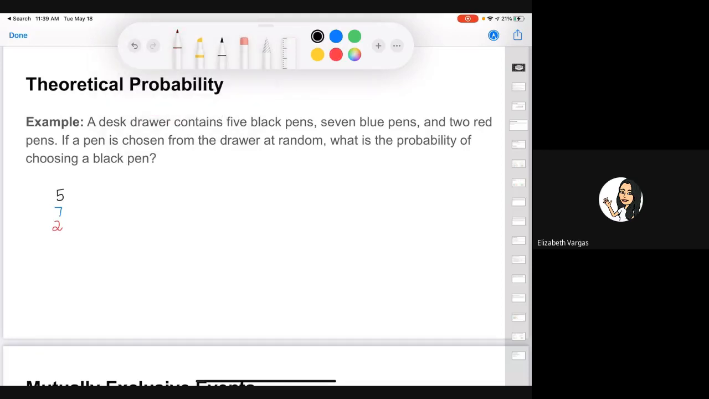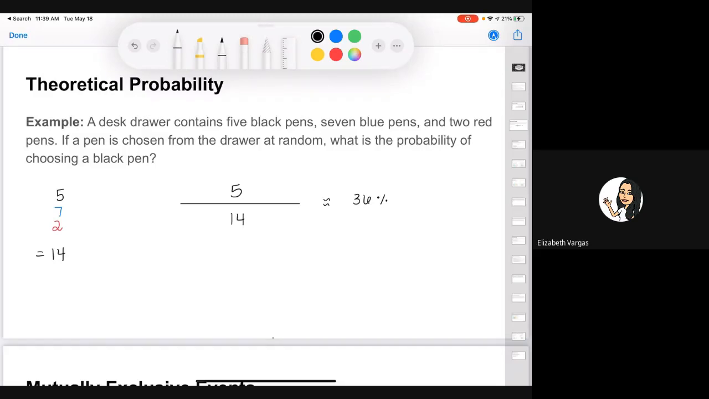And so what we want to identify is all the possible outcomes, the total number of pens that we have in our desk, divided by the number of favorable outcomes. So our favorable outcome is we want a black pen. There are 5 black pens, so we can put that right there. Again, we're trying to see what's the probability of us choosing the black pen. And so the total number of pens would be 5 plus 7 plus 2, which is 14. So 5 over 14. Whenever we put that into our calculator, we get approximately 36%.